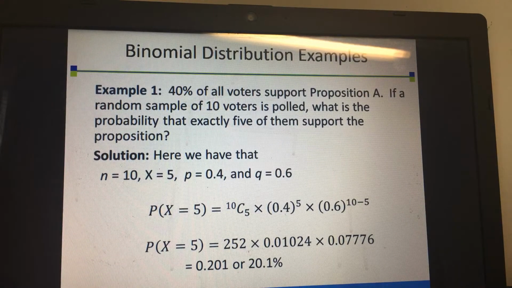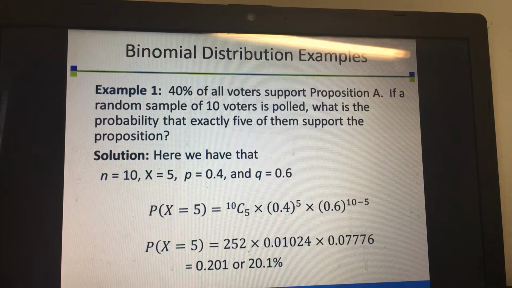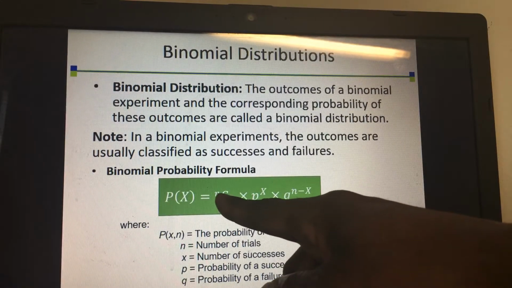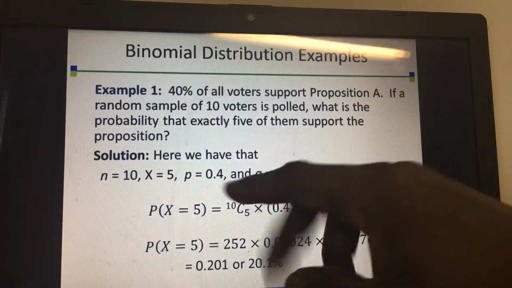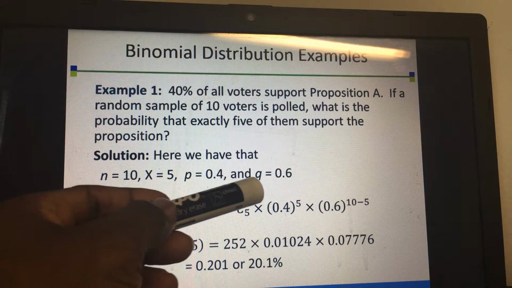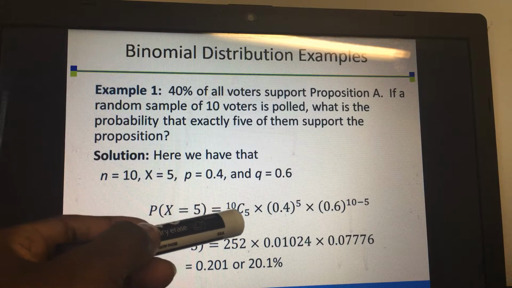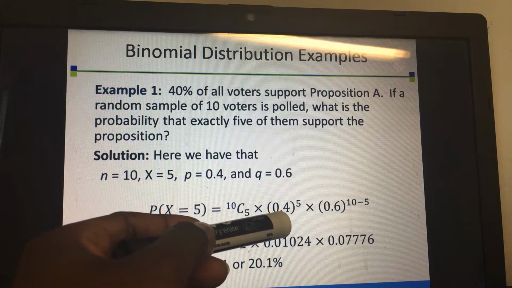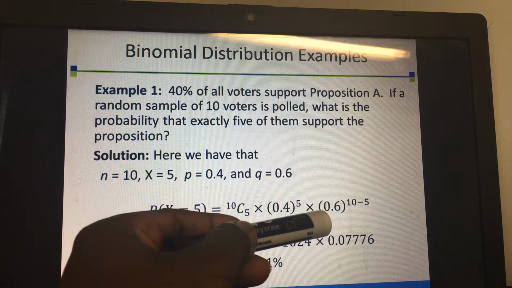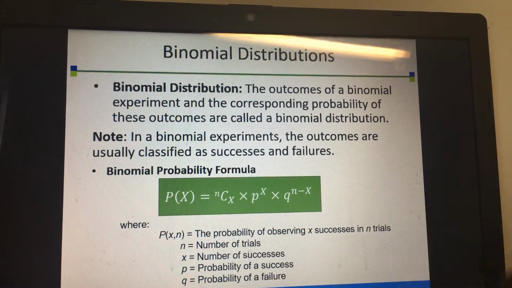So now this is how you get the numbers. The next thing is to plug them into this formula right here. Anywhere you see N, put 10. Anywhere you see X, put 5. Anywhere you see P, put 0.4. Anywhere you see Q, put 0.6. That gives us P(x) equals 10 combination 5 times 0.4 raised to the power 5 times 0.6 raised to the power 10 minus 5, because the formula says n minus x.